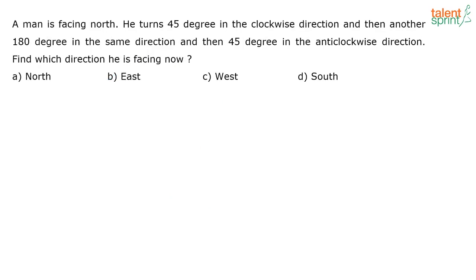Next. This question has a bit of angles involved. Generally in the previous questions we saw everything turning right or left, everything was with respect to 90 degrees. Here you have 45 degrees, 180 degrees. So try solving this one. A man is facing north. He turns 45 degrees in clockwise direction and then another 180 degrees in the same direction and then 45 degrees in the anti-clockwise direction. Find which direction he is facing now.